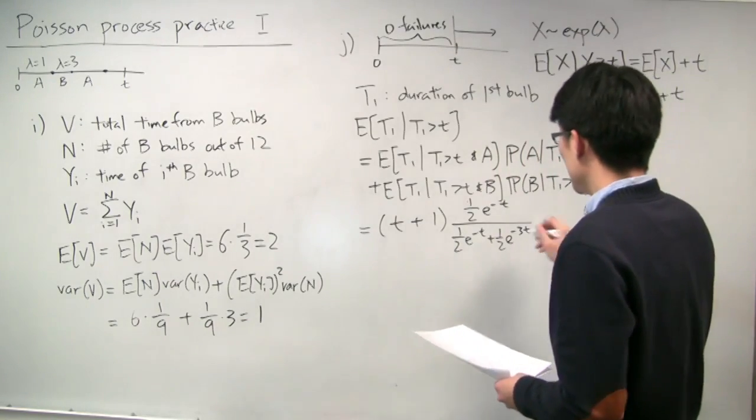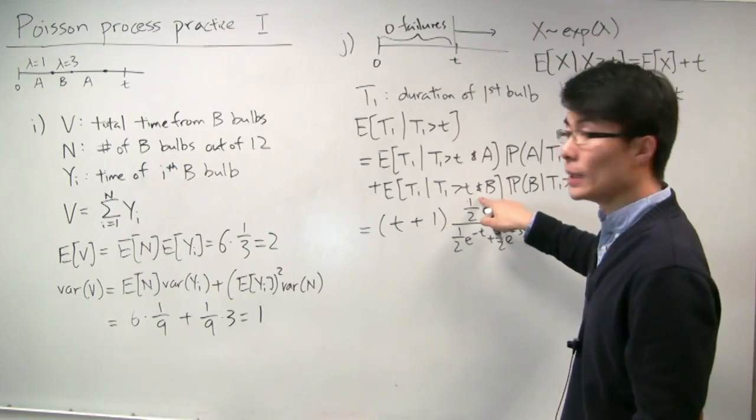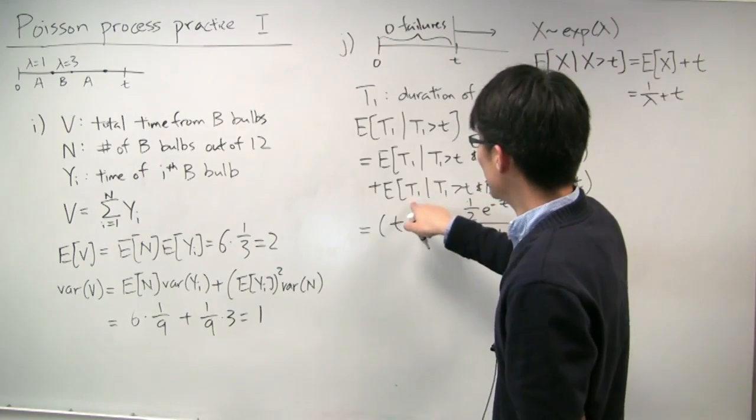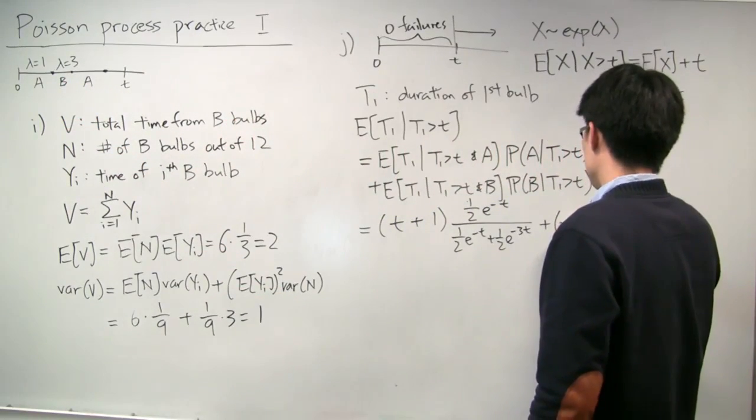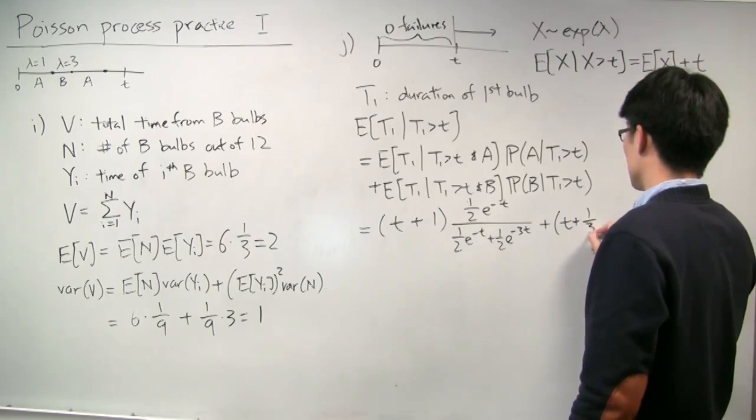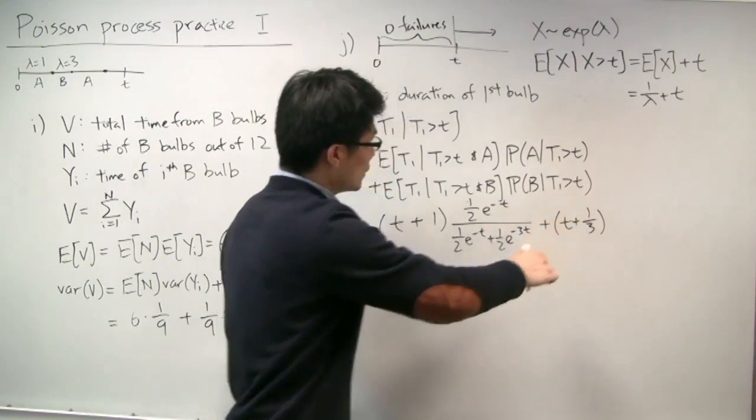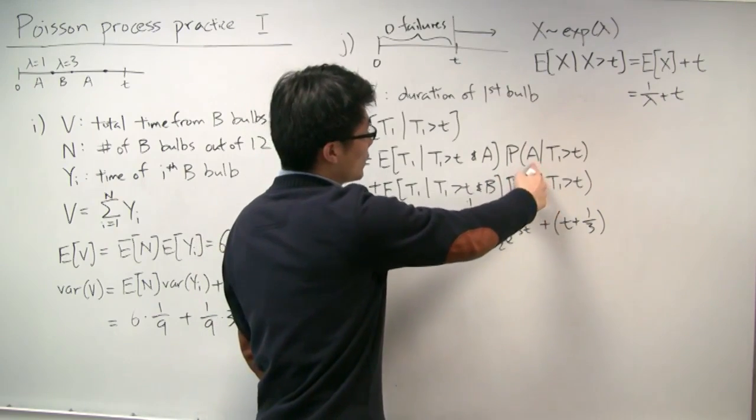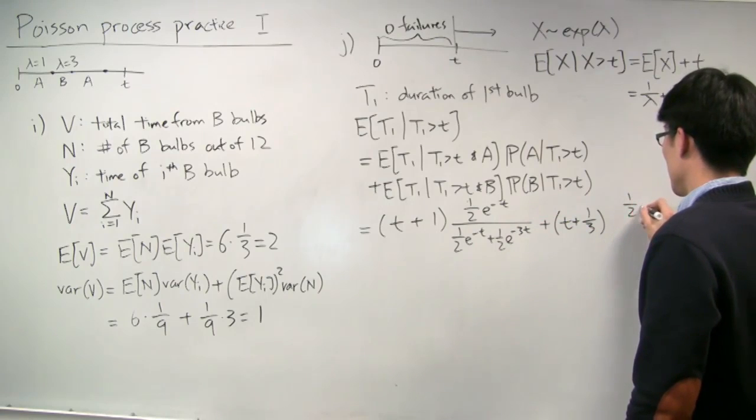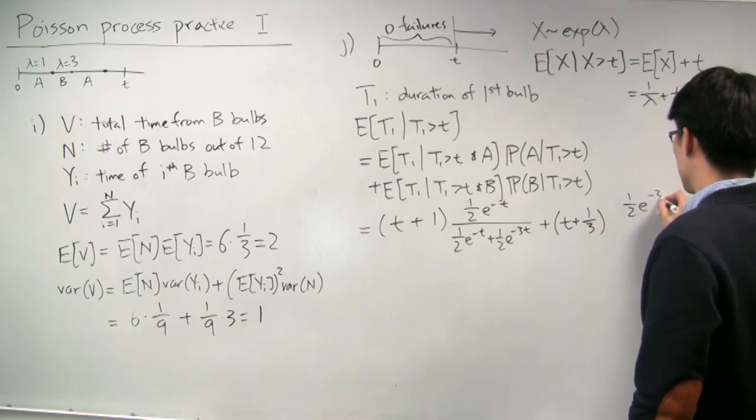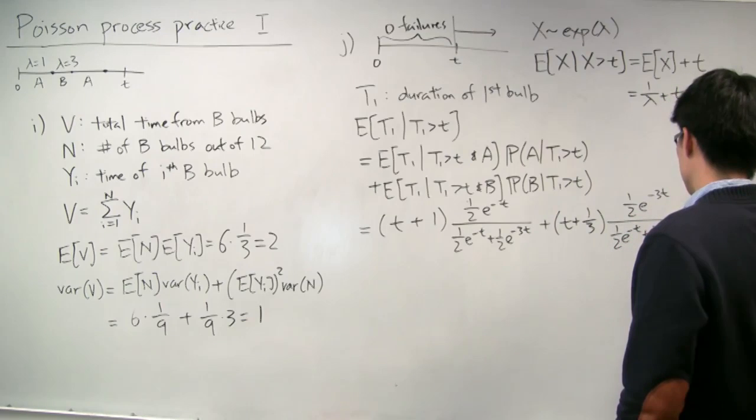Okay, and now let's do the second one. What is the expectation of T1 given that it's at least t and that it's a type B bulb? Well, now, given that it's type B, T1 has been fixed to be an exponential with parameter 3. And so this conditional expectation is t plus 1/3. And the probability that it's B, given T1 is greater than t, is just 1 minus this probability, because it has to be either A or B. So 1 minus this expression here is just 1/2 e to the minus 3t over 1/2 e to the minus t plus 1/2 e to the minus 3t.